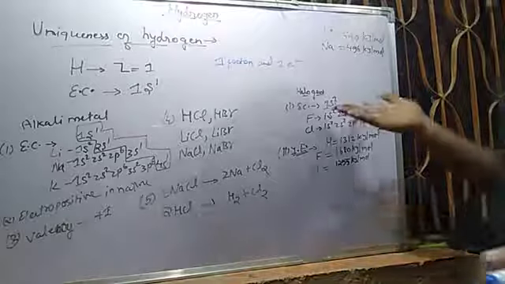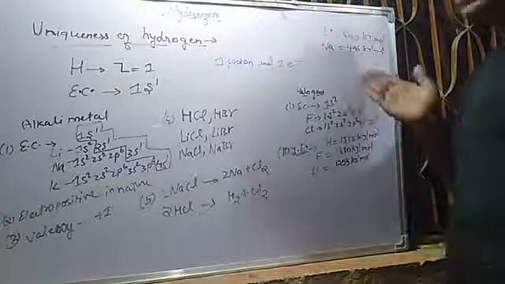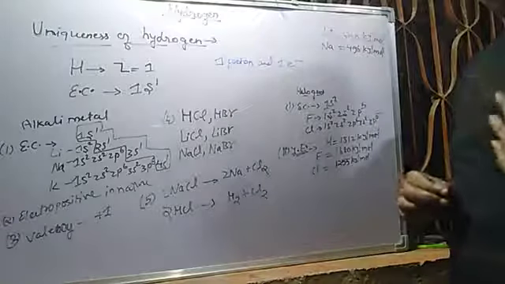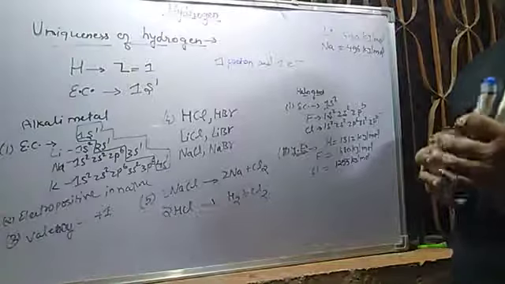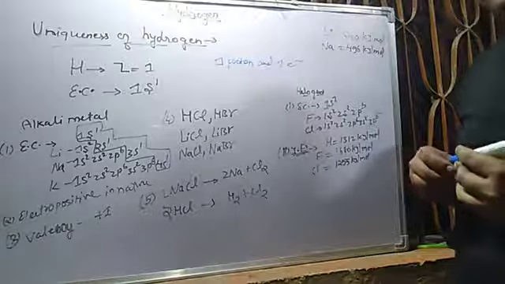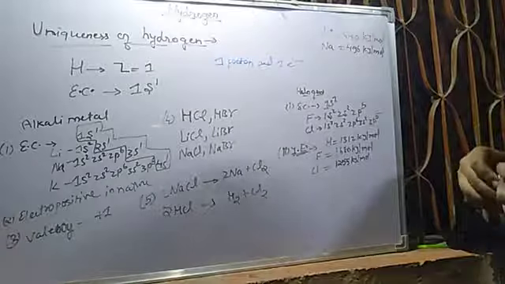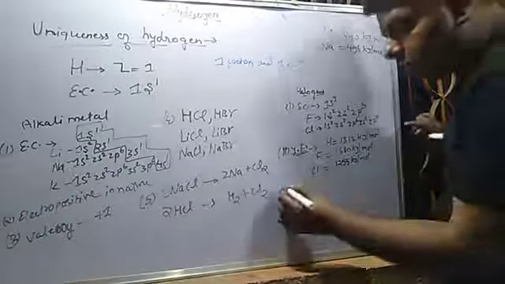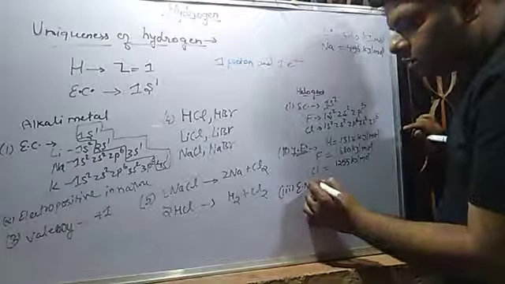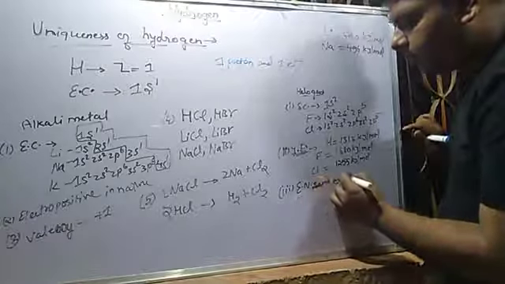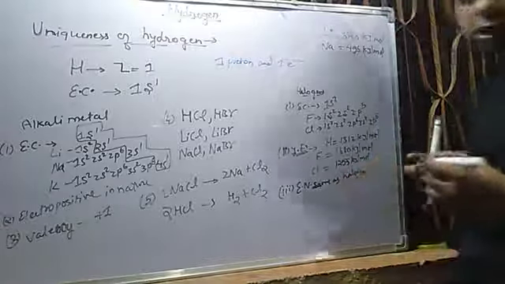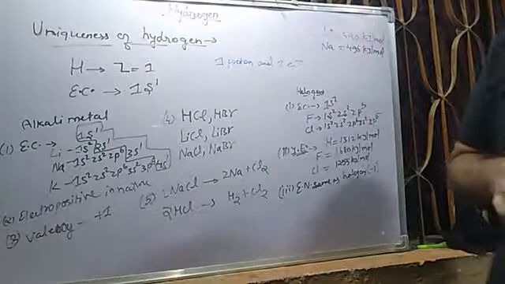Then next is the electronegative character. I have told you before that due to the presence of 1s1 and the s orbital as its valence orbital, it requires only one electron to gain and become stable, or to complete its electronic configuration. So it also has an electronegative nature of -1, the same as halogens. Next is the oxidation state.